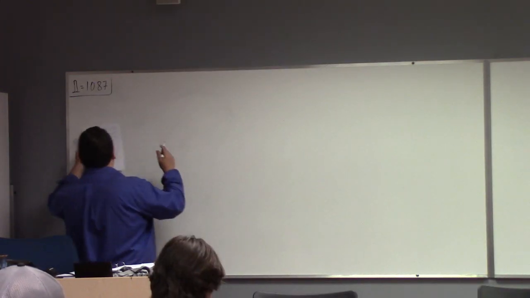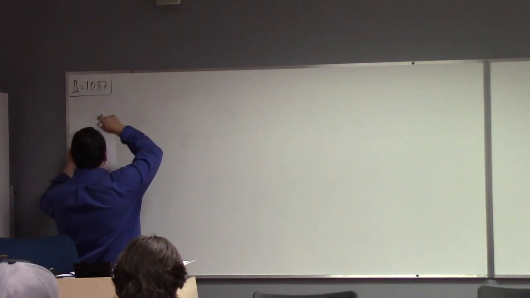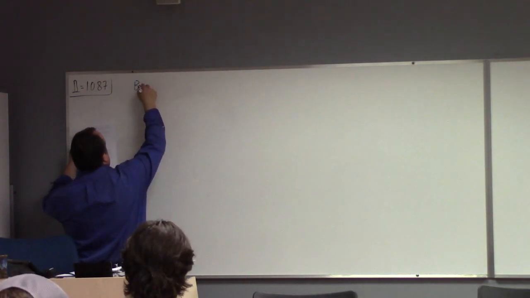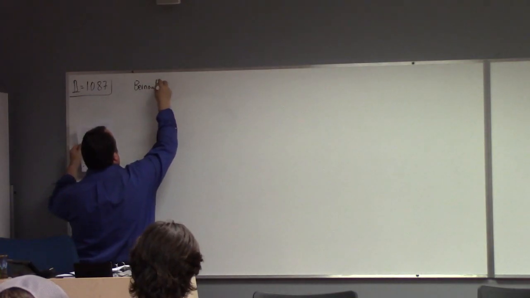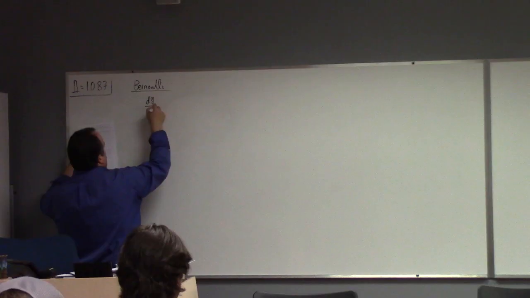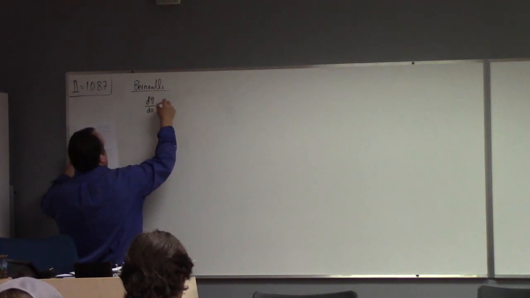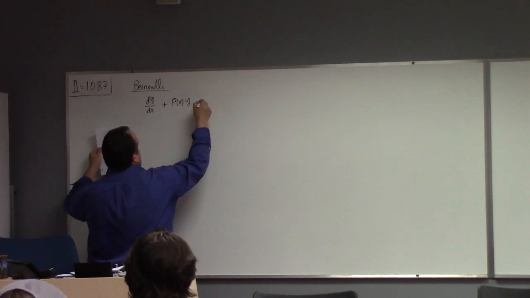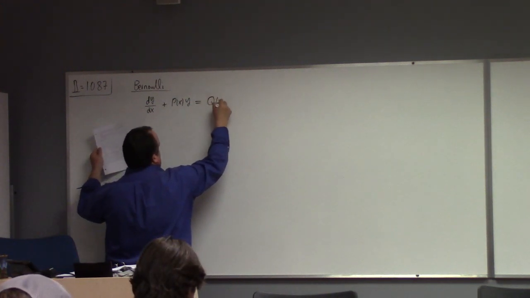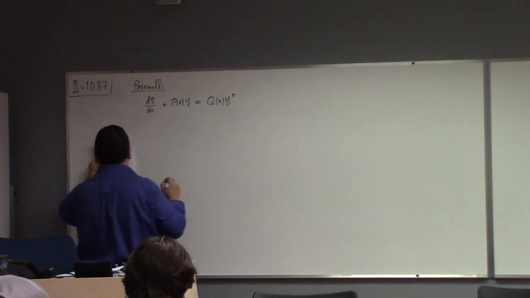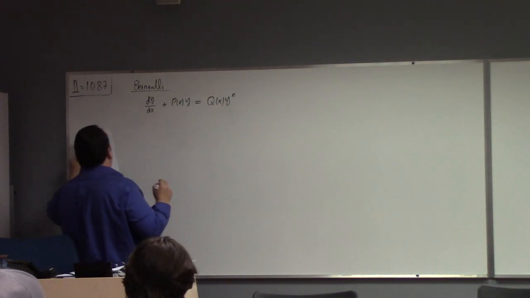But the next kind of problem we should think about is what's called the Bernoulli. So a Bernoulli differential equation looks like this. dy/dx plus p of x times y is equal to q, which is some function of x, times y to the power n. All right, this is a Bernoulli differential equation.